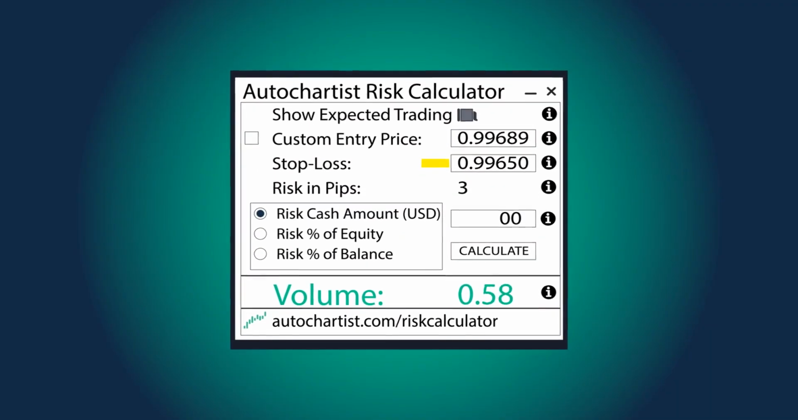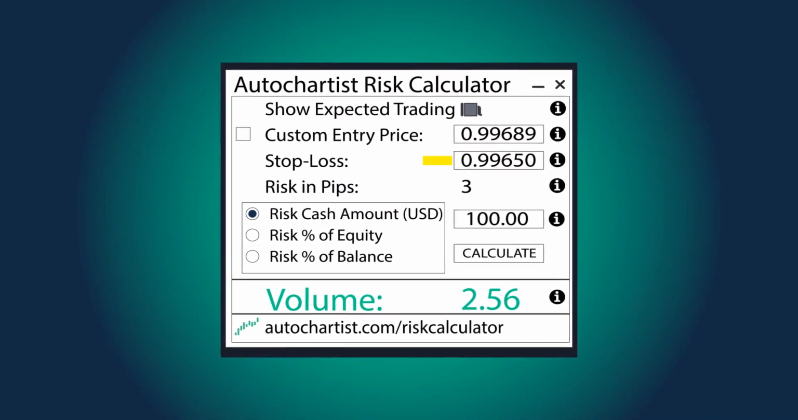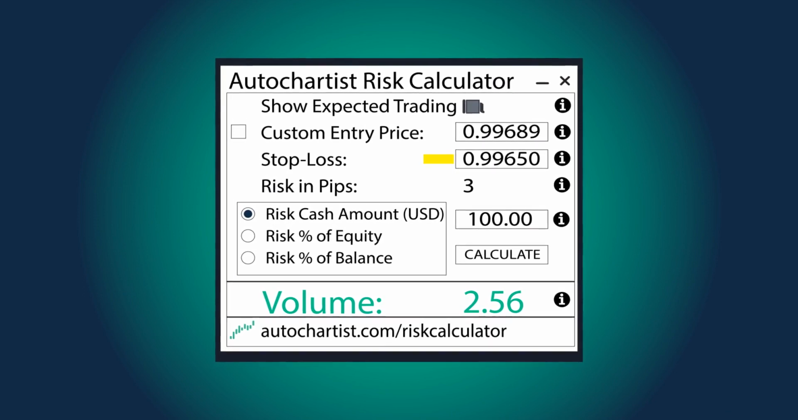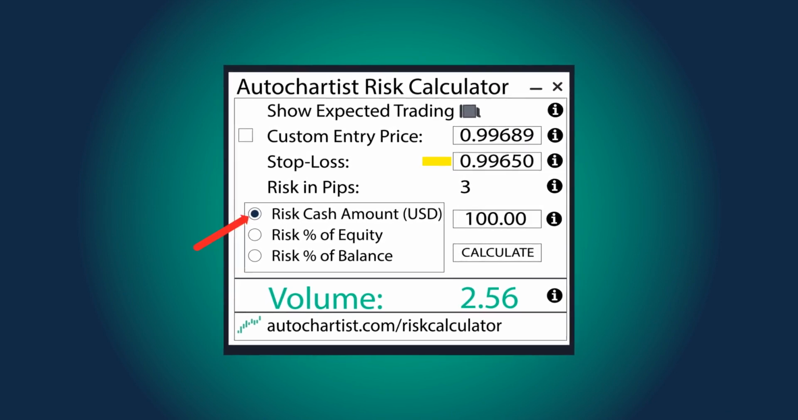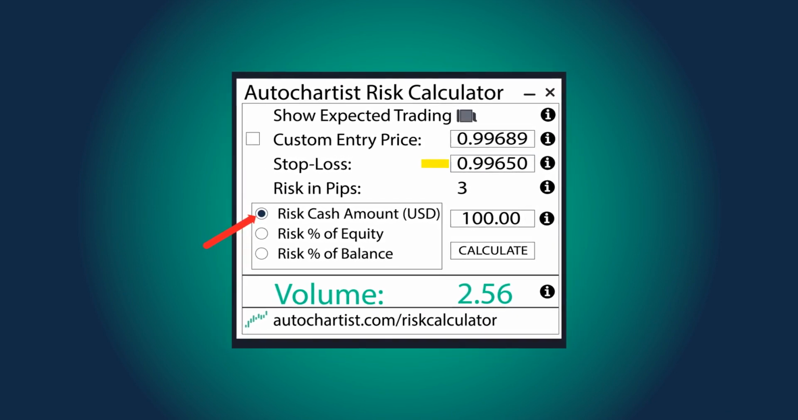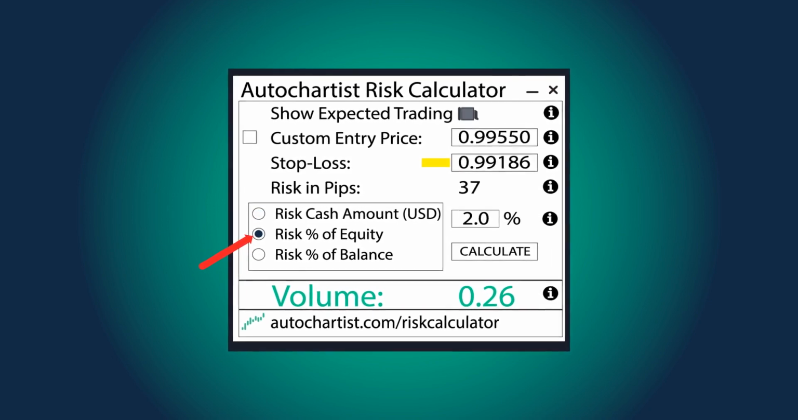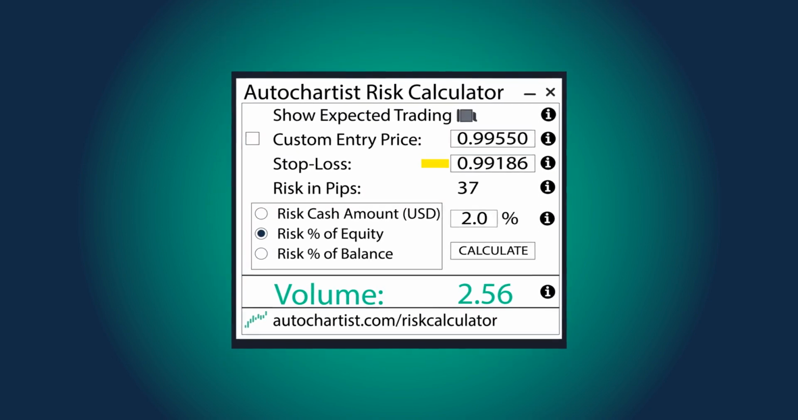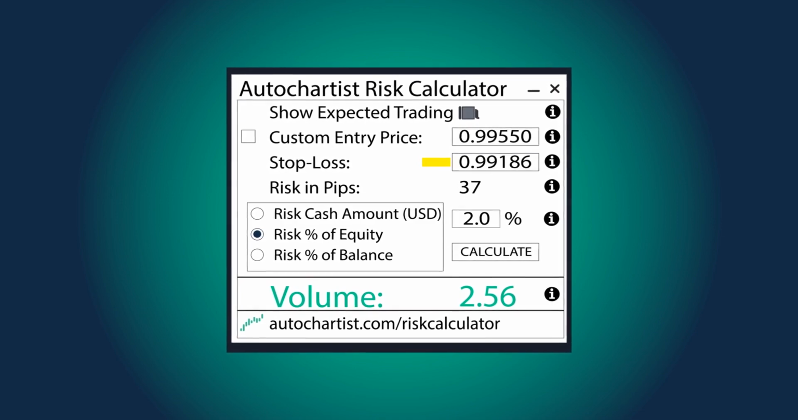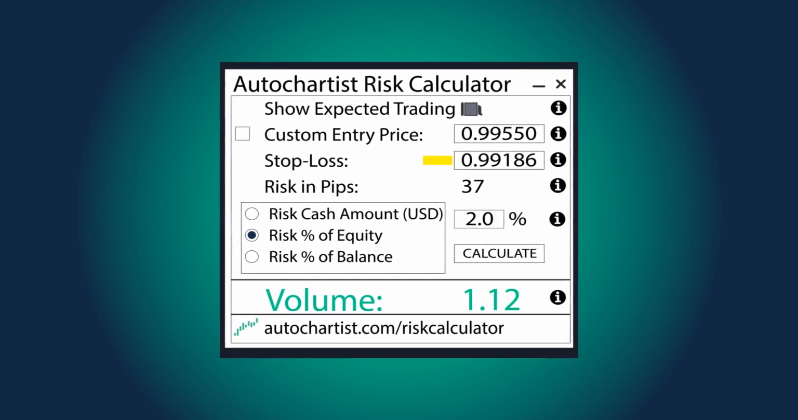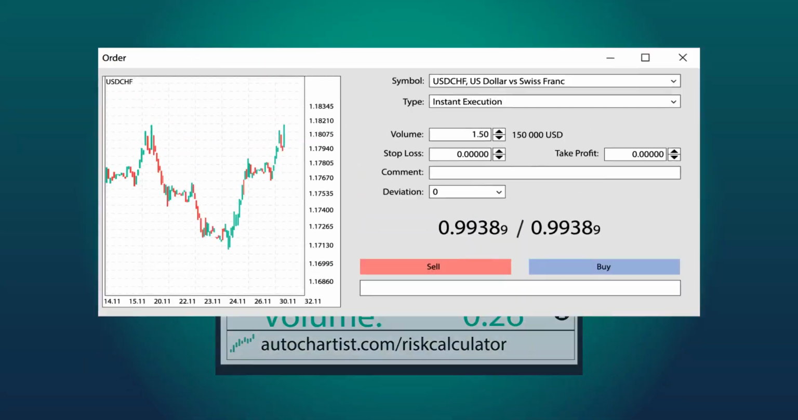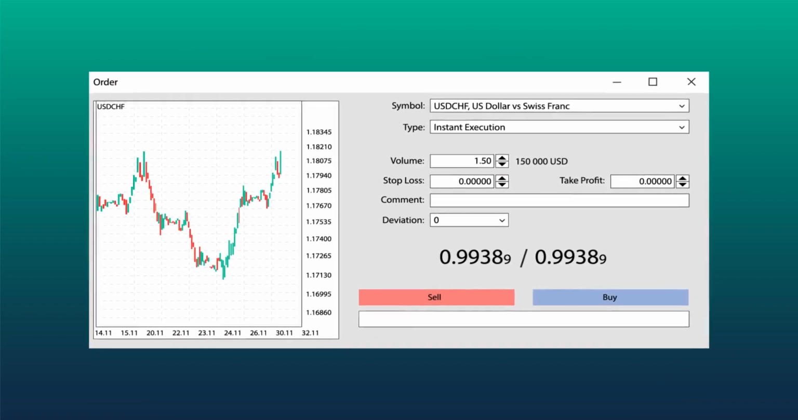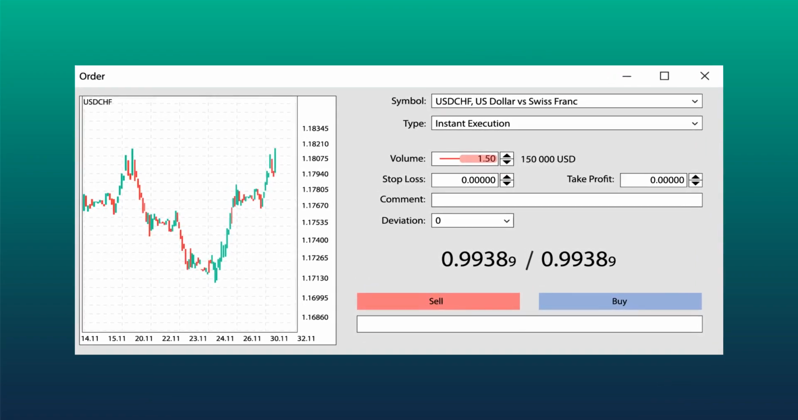Once you have established your stop loss level, you will need to decide how much of your capital you are willing to risk on this trade. This can either be entered as a dollar amount or as a percentage of your equity. By now, you will notice that as you make changes to the components in your indicator, the volume value in green will change. This is the position size that the calculator suggests you enter into your trade ticket.